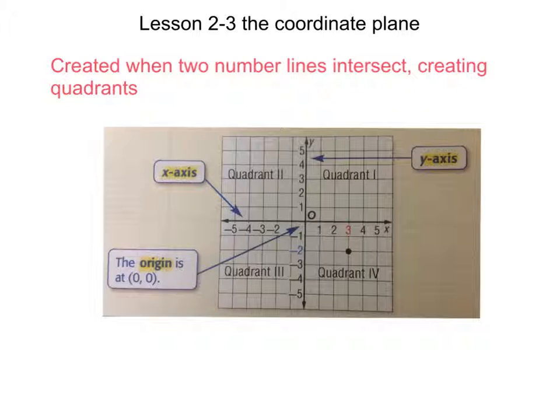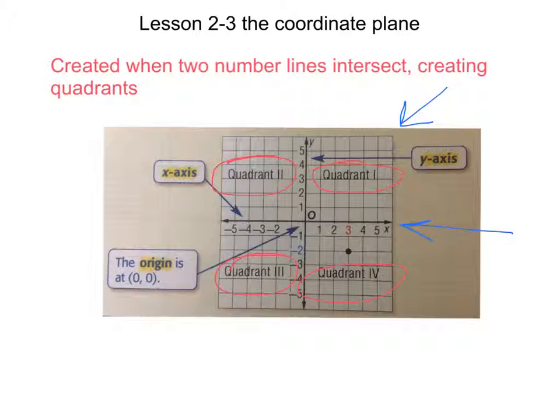So if you see here, we have the y-axis, which is what we would call vertical. It's running up and down, and the x-axis is here, and that is running horizontal, or left to right. You also have quadrants that start in the top right-hand corner and they go counterclockwise. So you have quadrant 1, quadrant 2, quadrant 3, and quadrant 4.